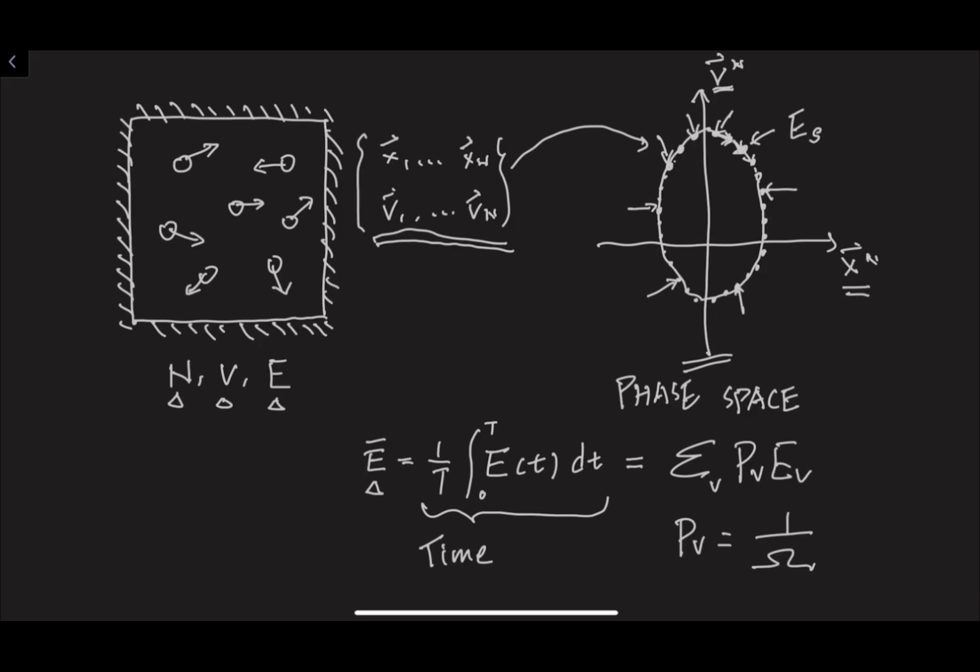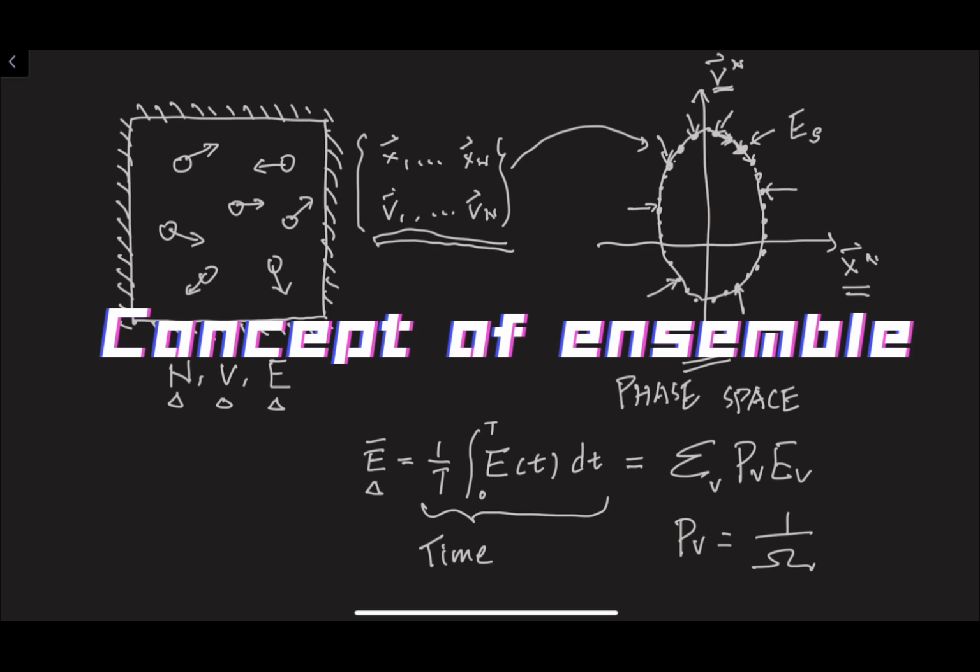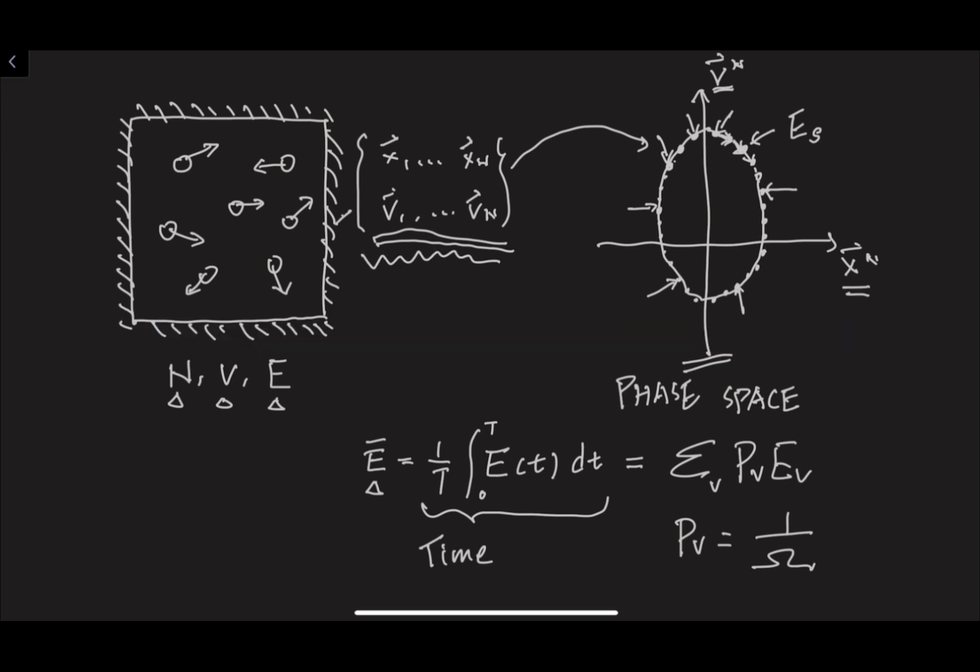Hello everyone, in the previous video we introduced the concept of ensemble. In particular, an ensemble is a collection of microscopic states for a system under a given thermodynamic condition, right? Now for a system under constant number of particles, volume, and energy, the corresponding collection of microscopic states is called a microcanonical ensemble.